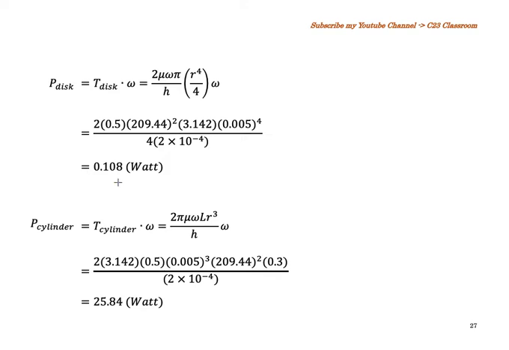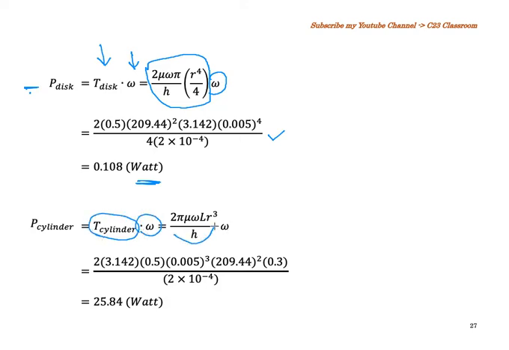Now we calculate the rotating disc first. This is the power for this, this is the torque, and this is the omega. According to our previous tutorial, we can calculate the torque by using this equation, and then we multiply with omega. If we substitute the value, it is equal to 0.108 watt.